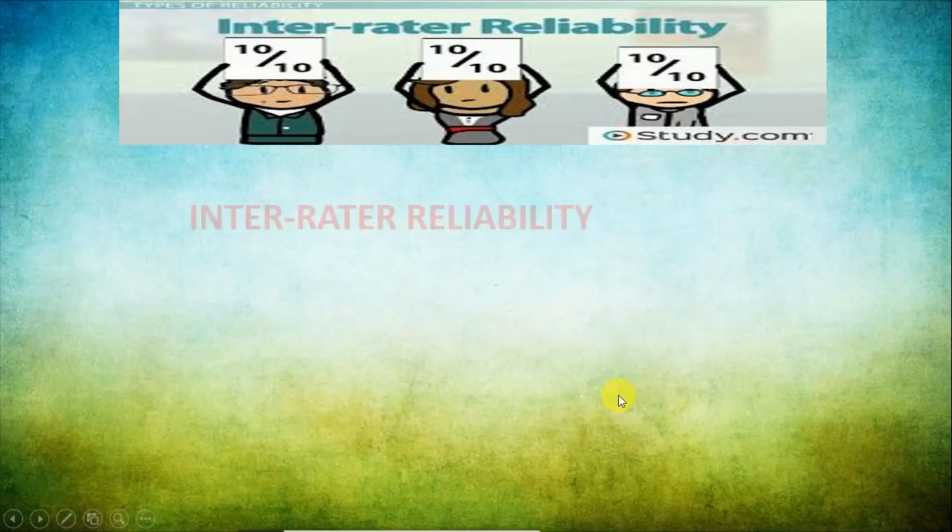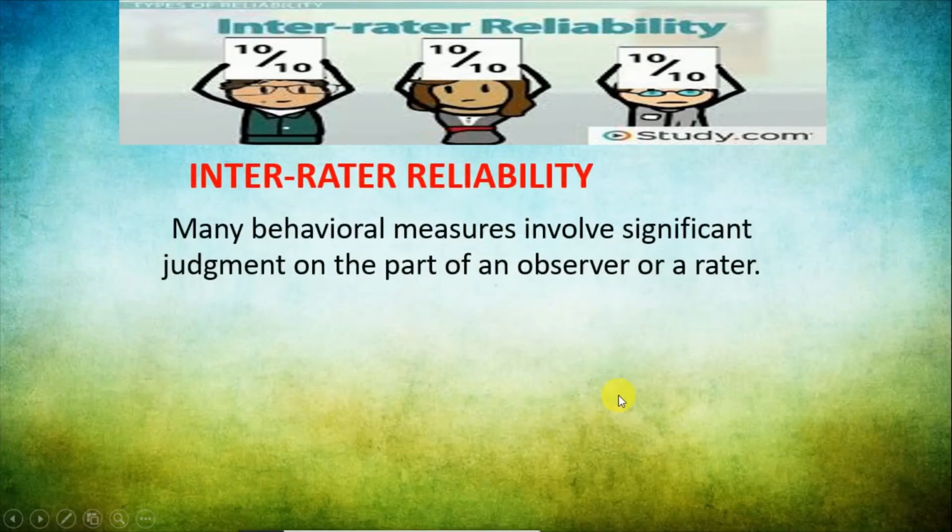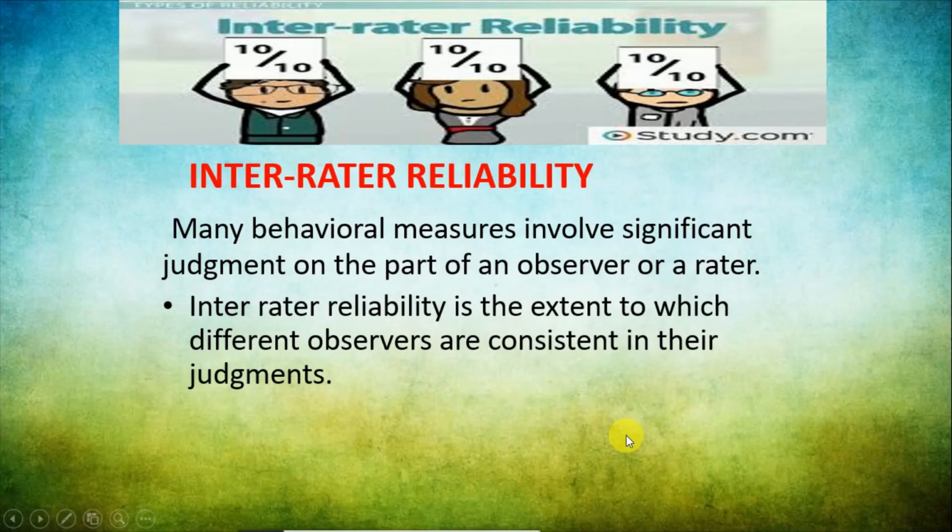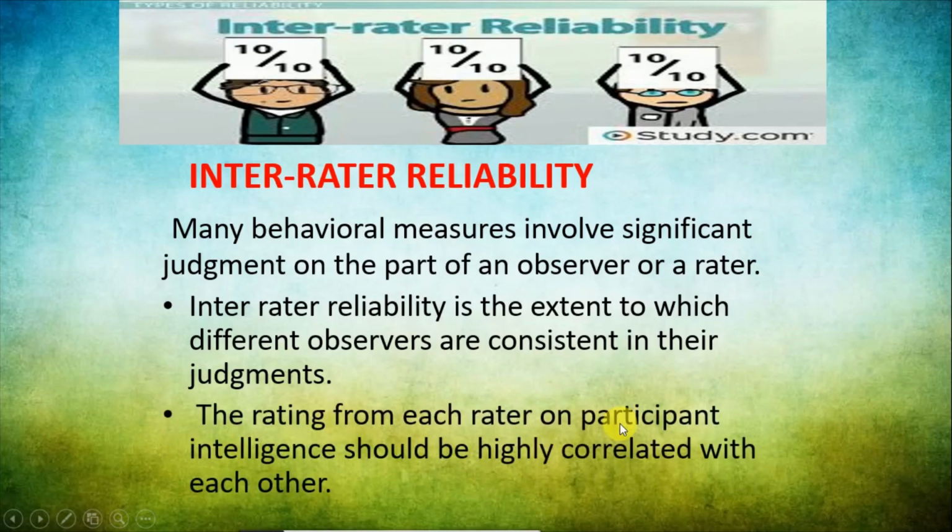Inter-rater reliability. Many behavioral measures involve significant judgment on the part of an observer or a rater. Inter-rater reliability is the extent to which different observers are consistent in their judgments. The ratings from each rater on participant intelligence should be highly correlated with each other.